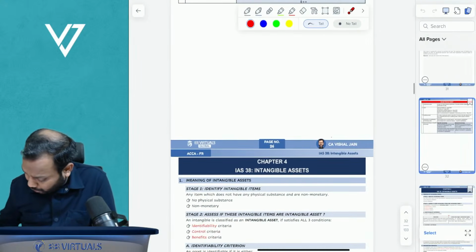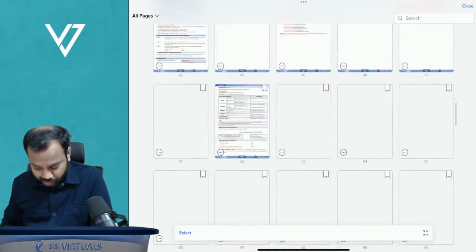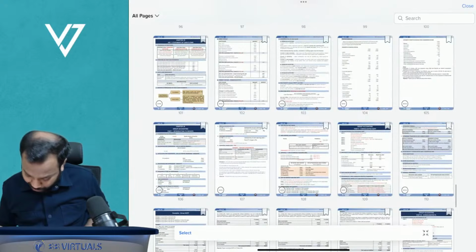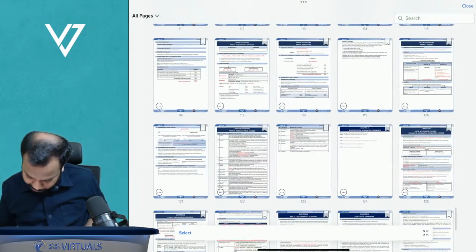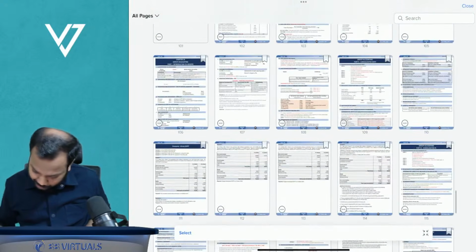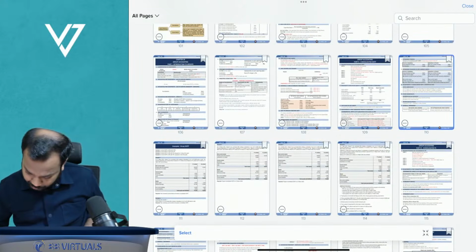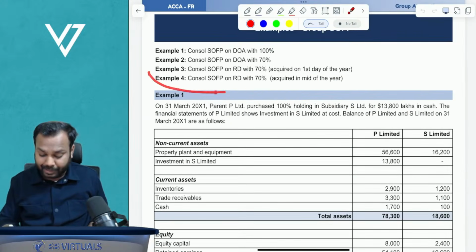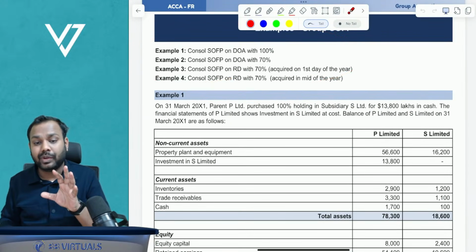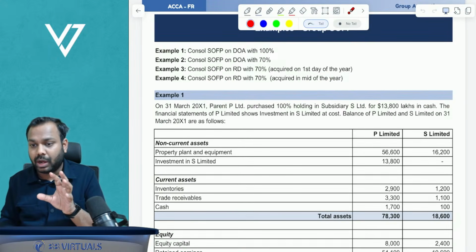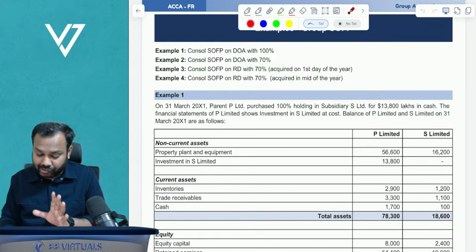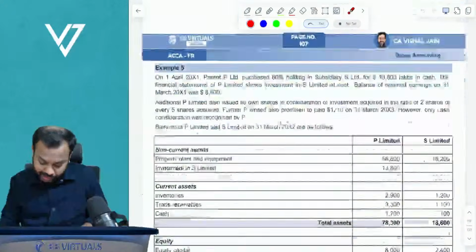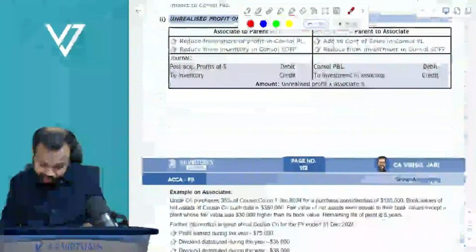I'll just show it with the chapter of group accounting. I have made an amazing summary of mistakes. I'll just show it to you. Just give me a minute, please. See, first in the chapter of group accounts, first see these things. I have made 4 examples which will give you a significant amount of confidence in understanding the basics of group. Then just see this part, the mistakes part.